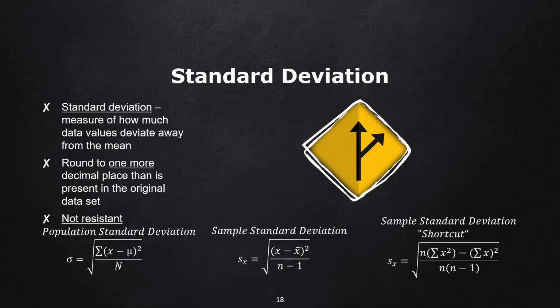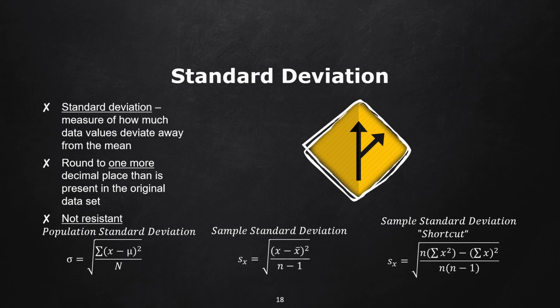Moving on is the standard deviation. So this guy right here is a measure of how much data values deviate away from the mean. So the standard deviation and the mean are really closely related. Same rounding rule as before, and the standard deviation is also not resistant.